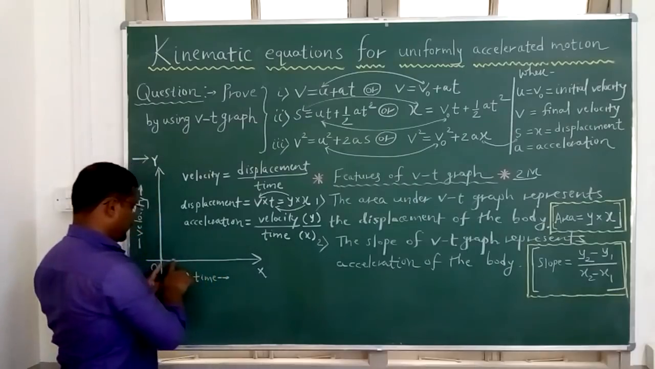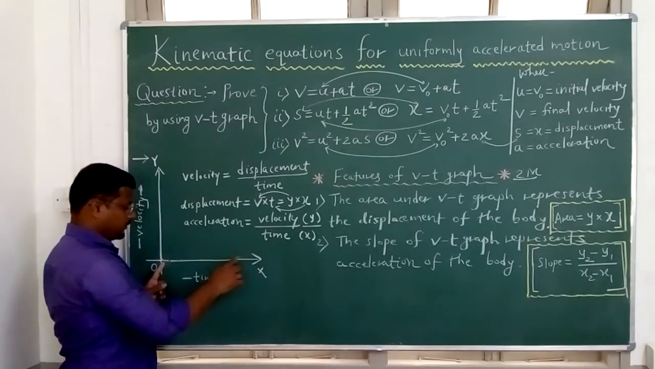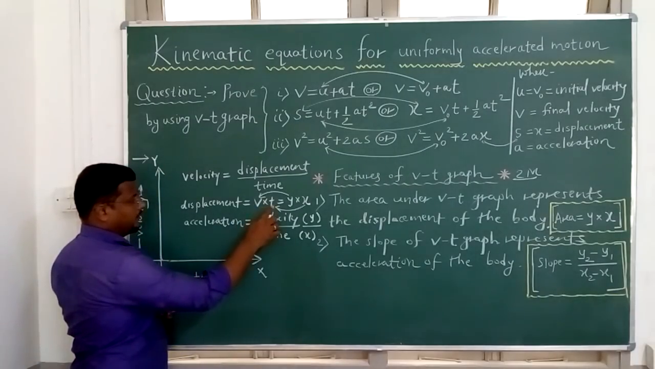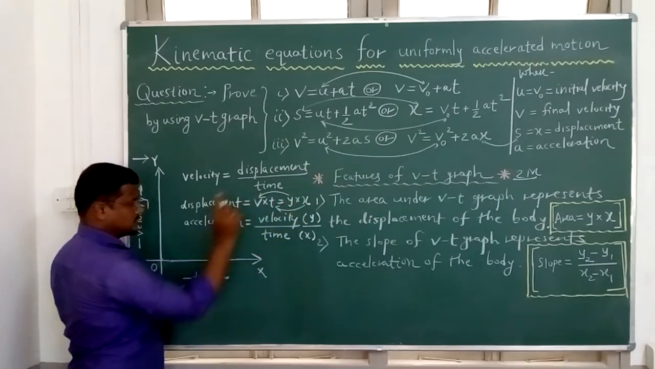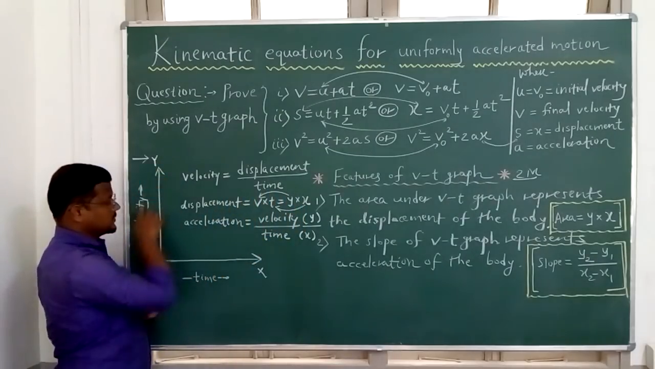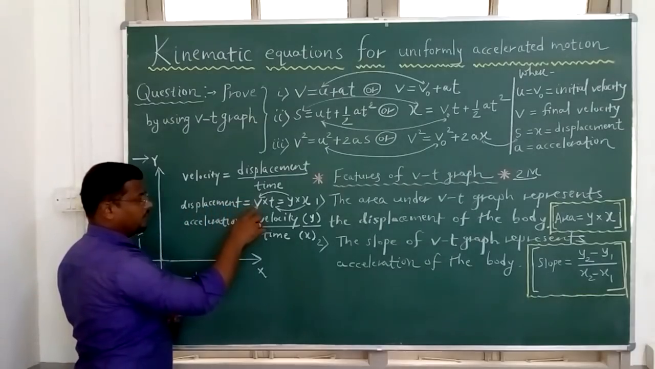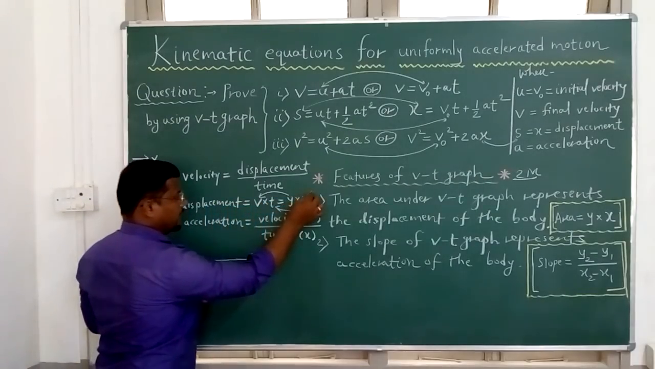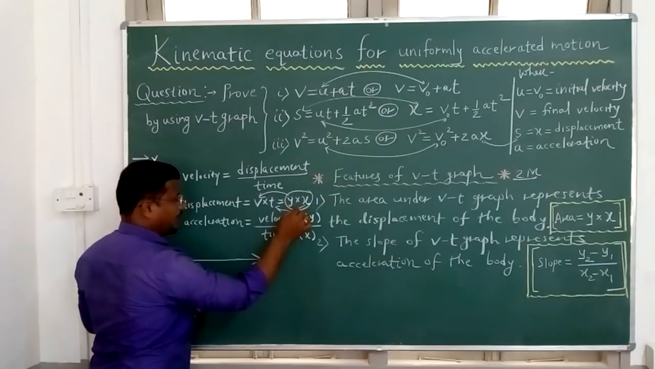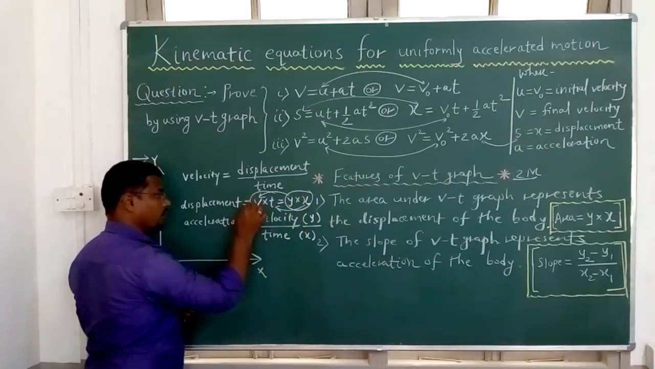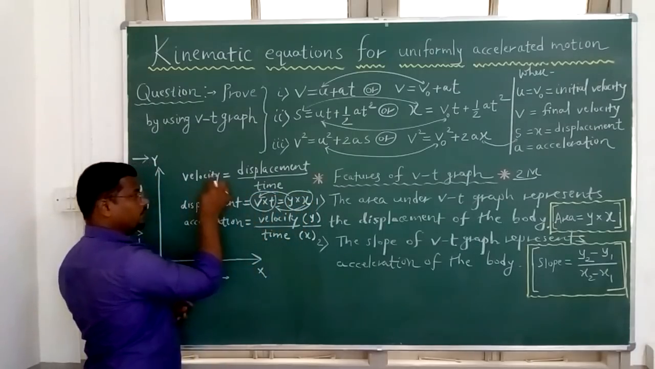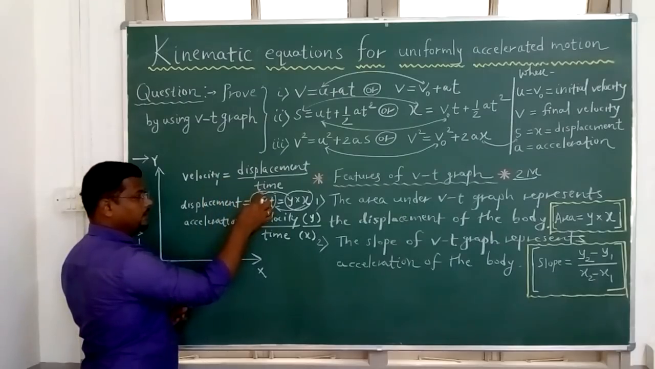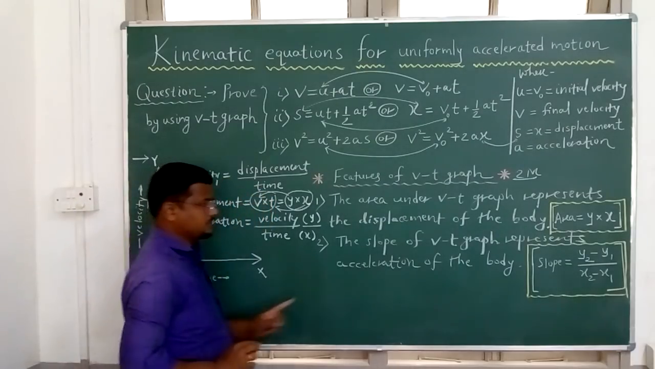You can see here, what is the quantity along the x-axis? Time. So I have written t as the quantity along the x-axis. What is the quantity along the y-axis? Velocity. So this velocity I have written along the y-axis. So multiplication of y into x is nothing but multiplication of velocity and time, and whenever you multiply velocity and time, you will get displacement. That's why I wrote it here.